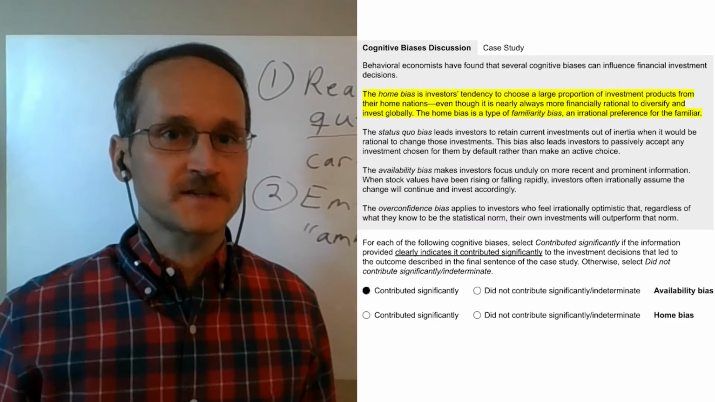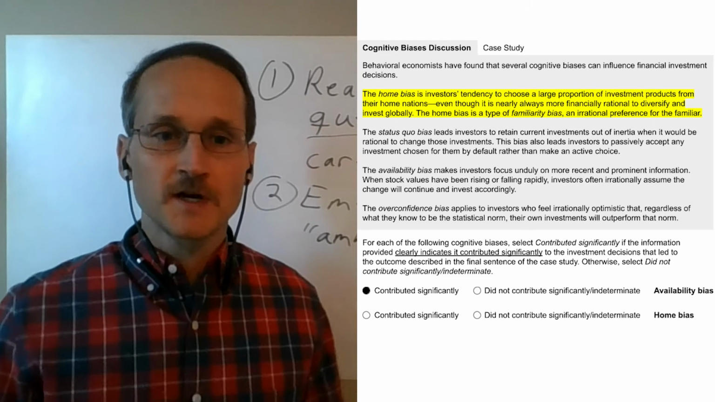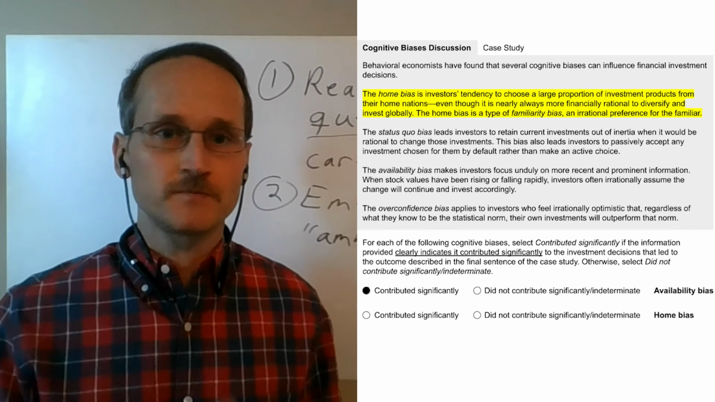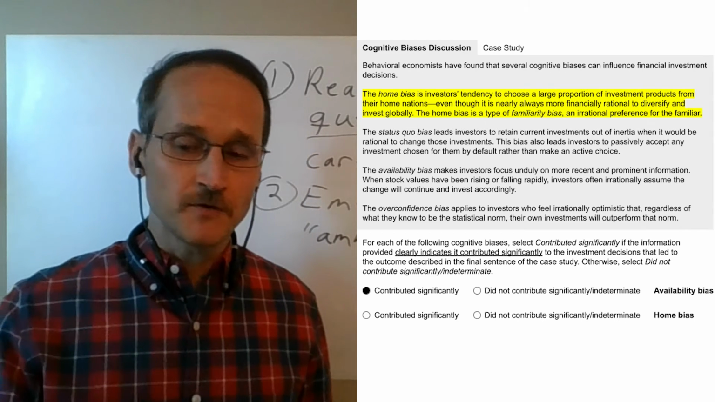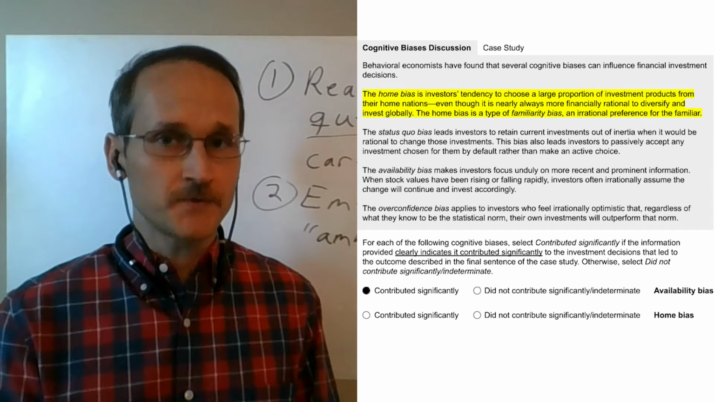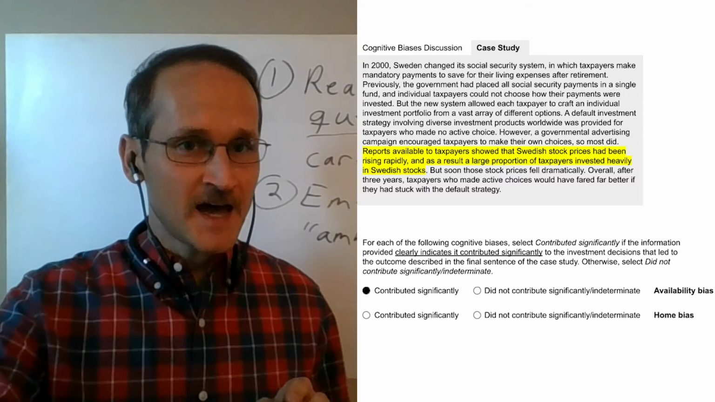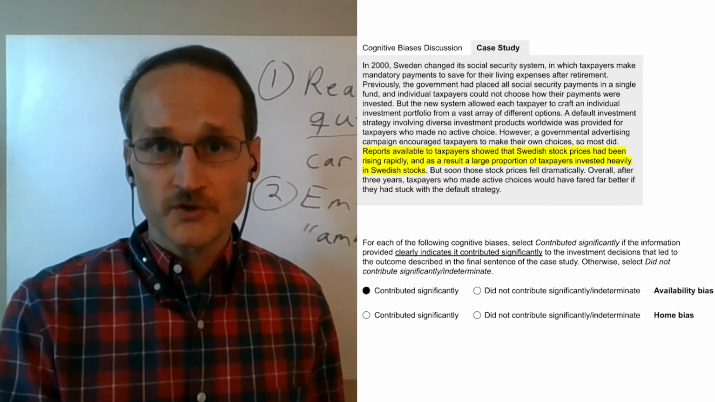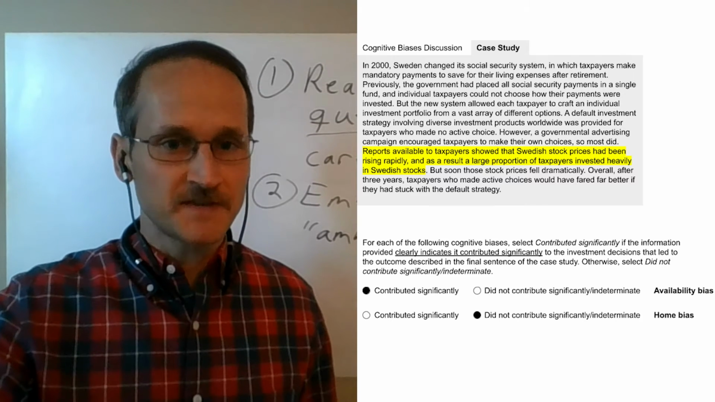Next one, home bias. So this is when you choose a large proportion of investment products from your home nation. So at first, really tempting, right? Yep, they invested in Swedish stocks. We're talking about Swedish taxpayers, contributed significantly. I'm out of here. But be careful. Even though they invested in Swedish stocks, why did they do that? We just talked about the reasons why. It was because those prices were rising rapidly. There's nothing in the tabs indicating that they invested in the Swedish stocks because they were Swedish. So this one's tempting, but it's actually going to be did not contribute significantly.